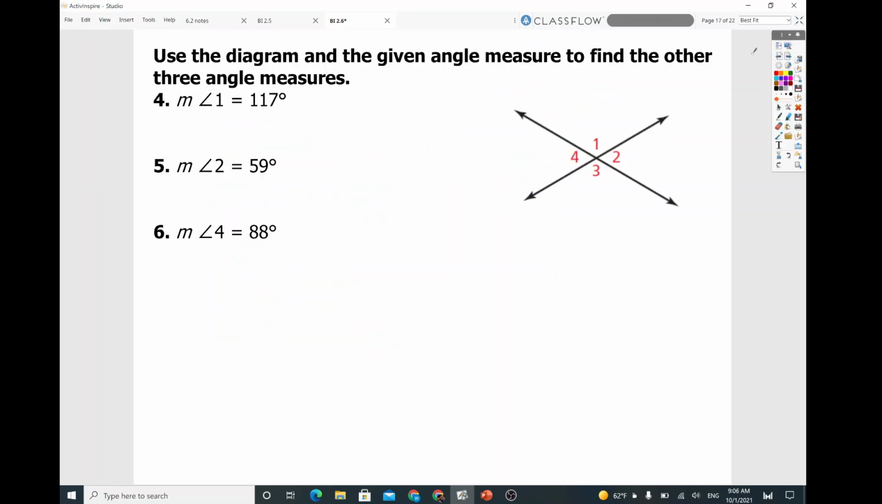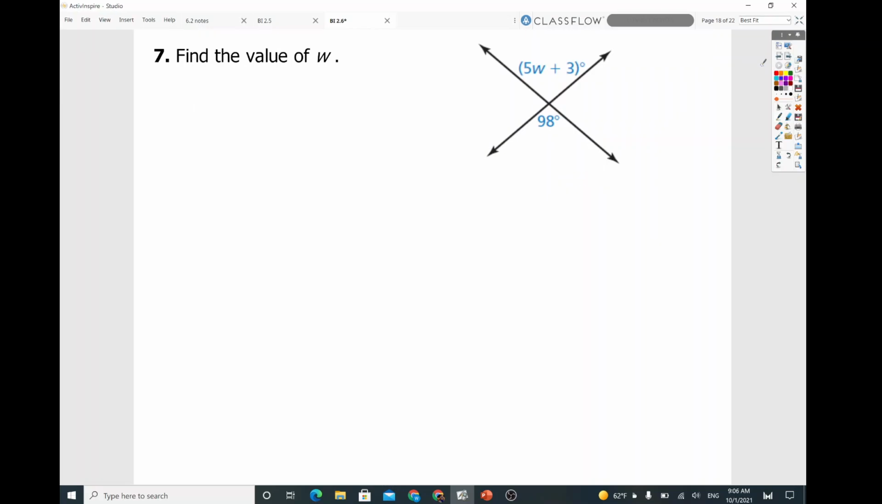So here's more examples finding the vertical angle. If angle 1 is 117, what's the measure of the rest of the angles? So angle 2 will be what? 180 minus 117, linear pair. Angle 4 is the same as angle 2. Angle 1 is the same as angle 3. So angle 3 is also what? 117. Again, it's pretty straightforward. This one is just extra practice, like the previous problem we were talking about.